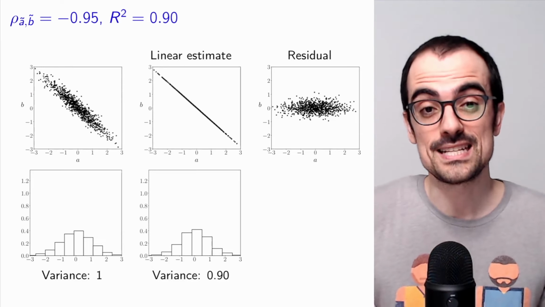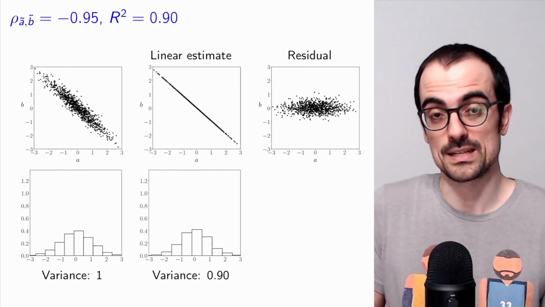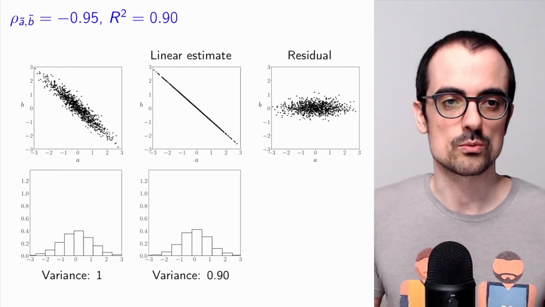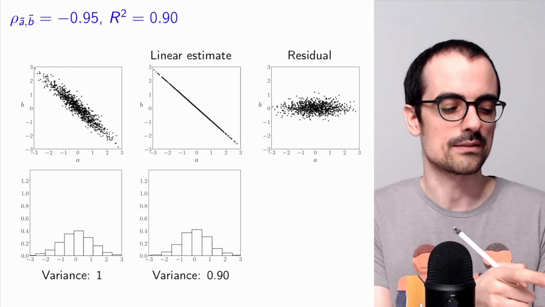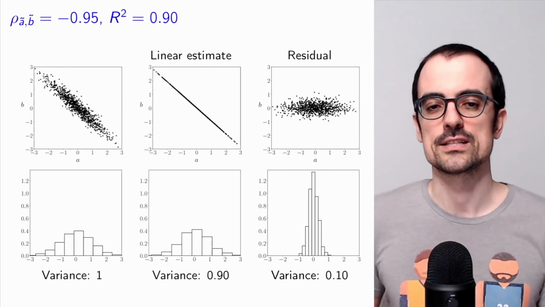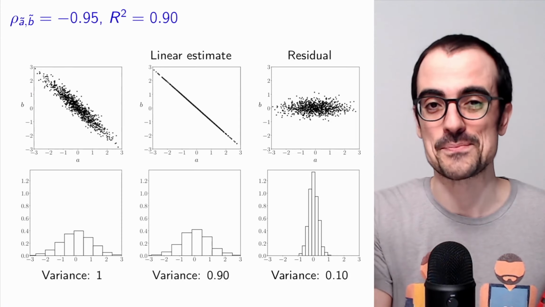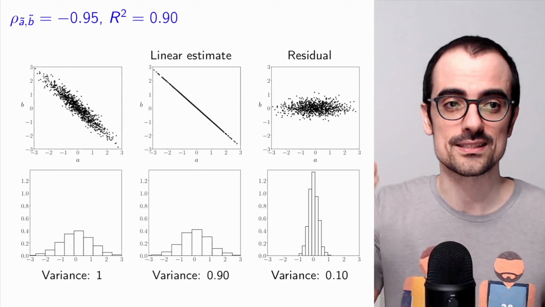90% of the variance is accounted for by the linear estimate, which means that these quantities are much more linearly related than when we had a correlation coefficient of minus 0.75, and hence the variance of the residual is just 10%. Okay, all of this is captured by a single number, which is what's beautiful about this, the correlation coefficient.